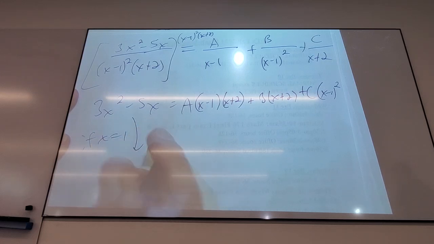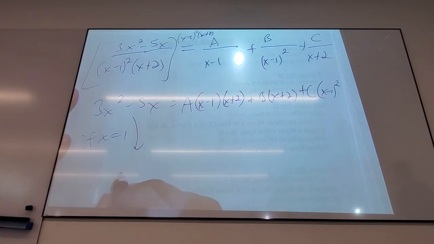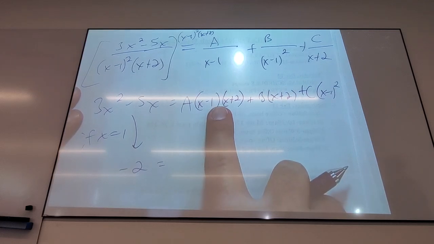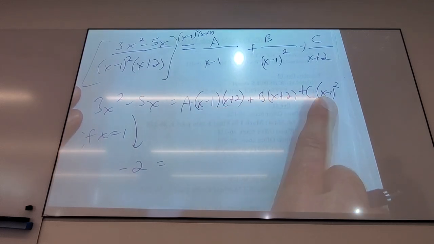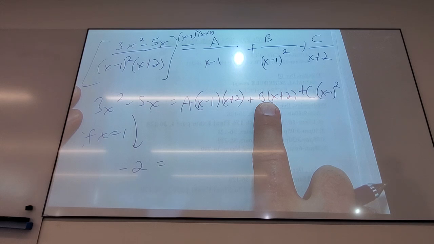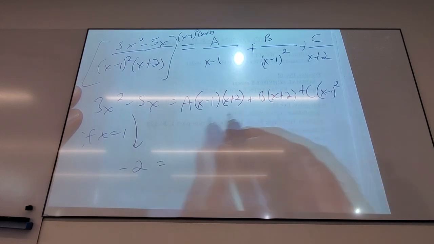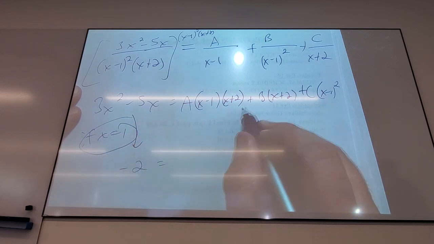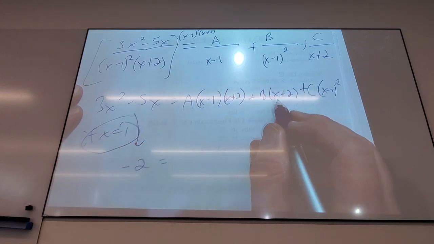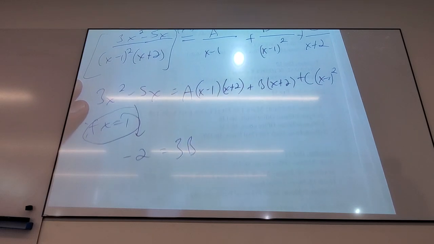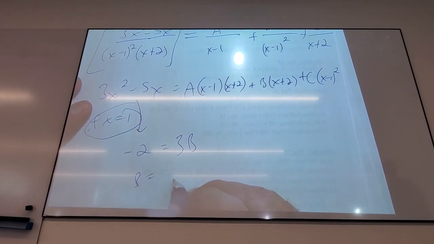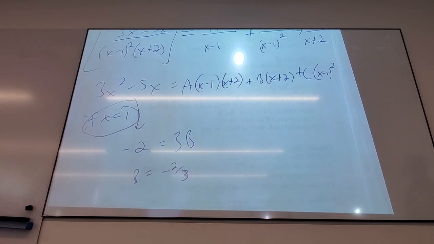3 minus 5, which is negative 2. What's this? 0. What's this? 0. What's this? Bx plus 2b. No, x is 1. Oh, that's right. So it's 3B. So what's b? Negative 2/3. Cool. Can we do that again?